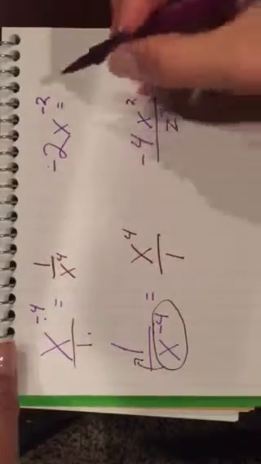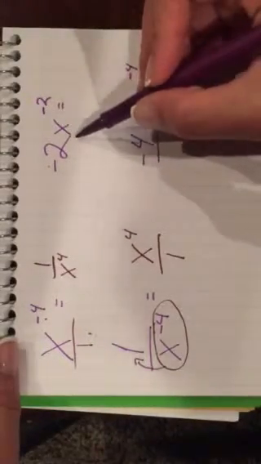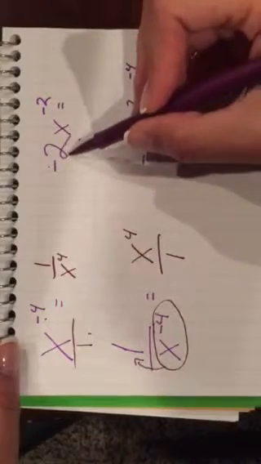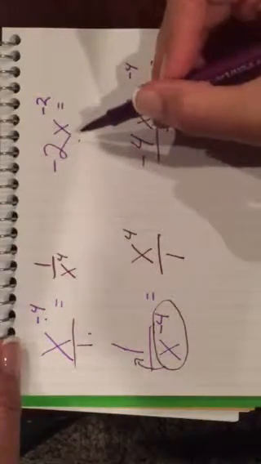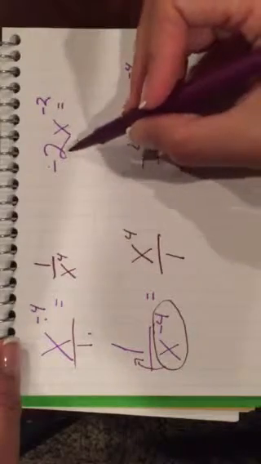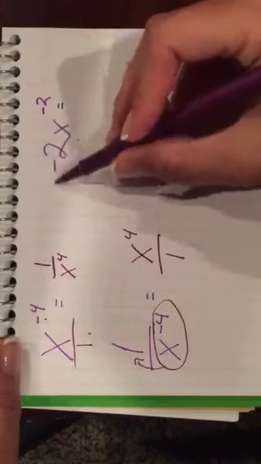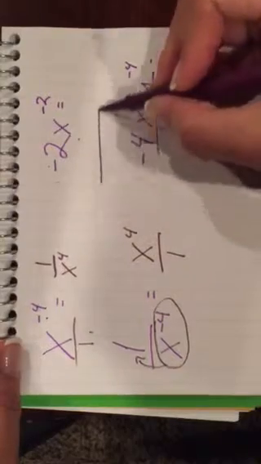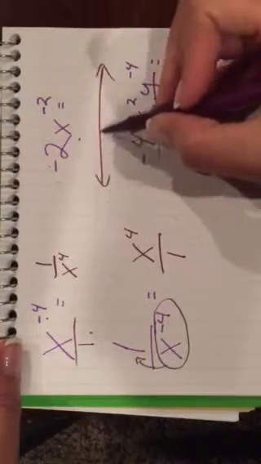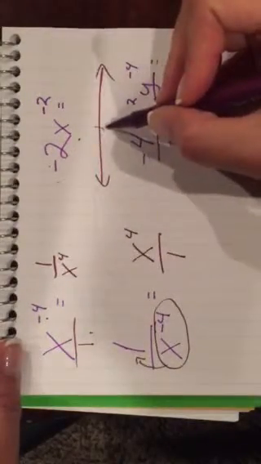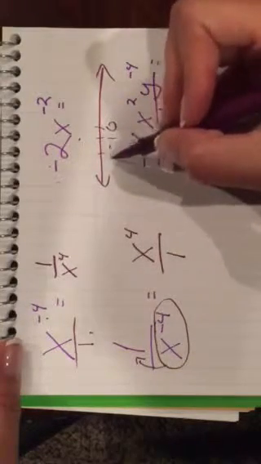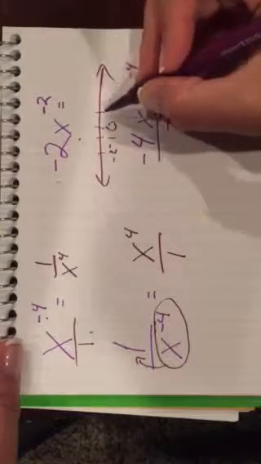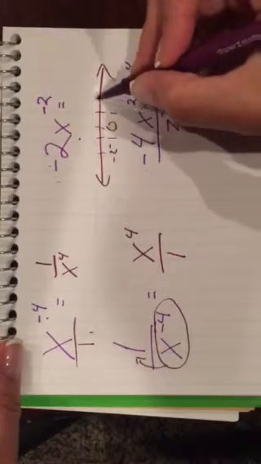Okay, let's go back to this. Okay, so let's do this example next. So negative 2x to the negative 2. I find that this one is one of the most confusing examples because it has a negative 2, which means that this is a 2 to the left of 0 on the number line, and not to the right of 0.